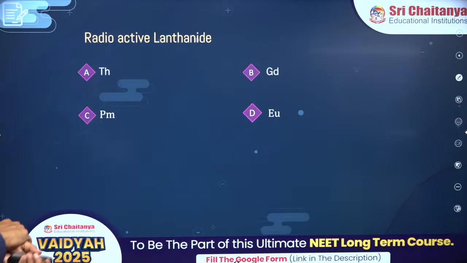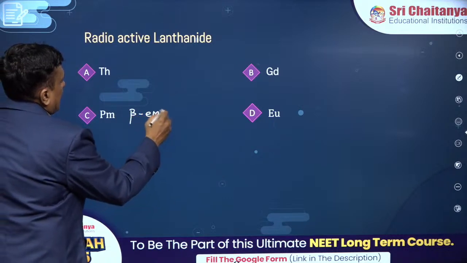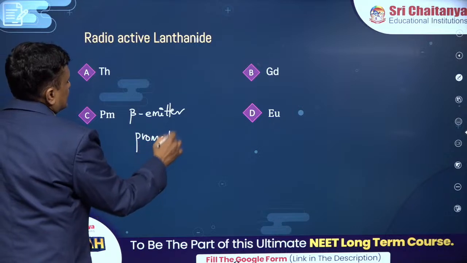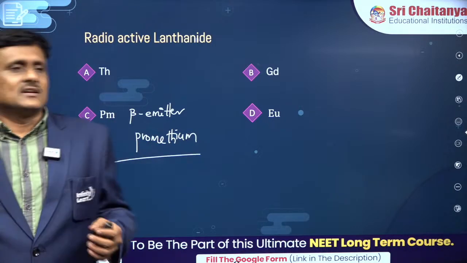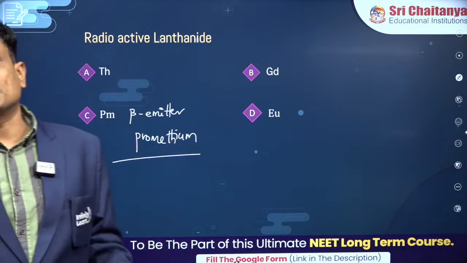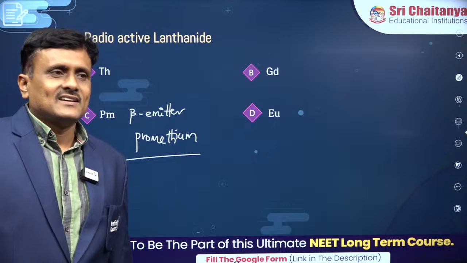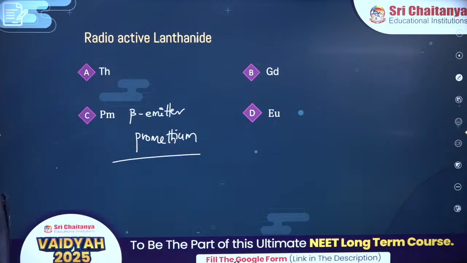Radioactive lanthanide. Theoretical question. Promethium is a beta emitter. Promethium, I checked it in Google only. I am not saying this with my prerequisite knowledge. You need to have information regarding such types of questions. Otherwise, who knows what is radioactive, isn't it? I will say that because I have seen this answer. For you, you need to be careful, right? There are certain things that you need to understand.